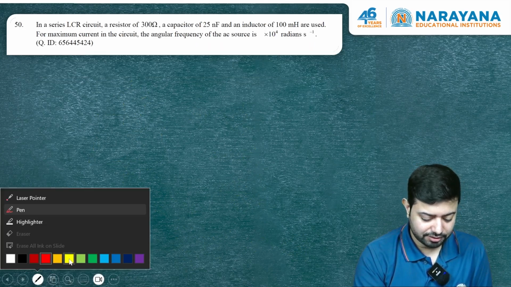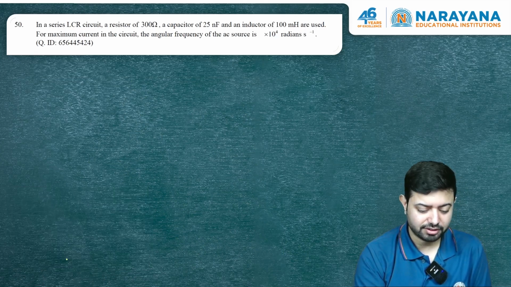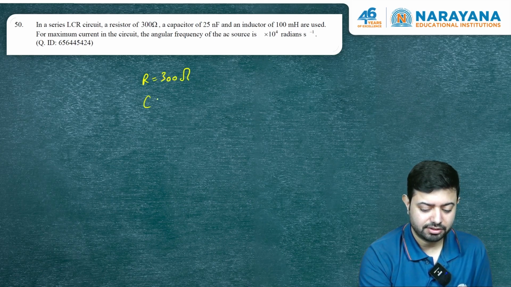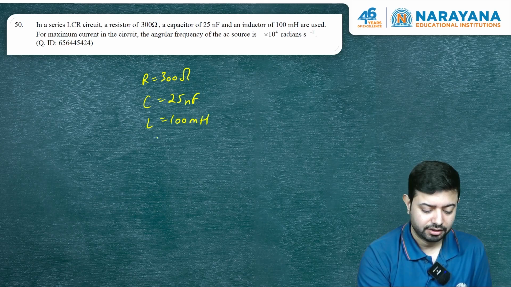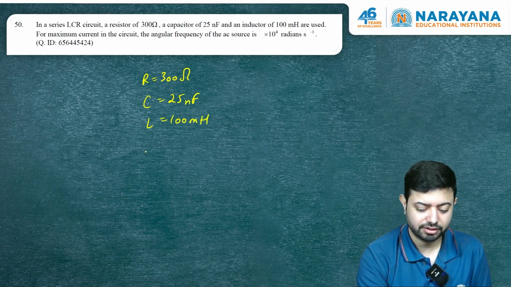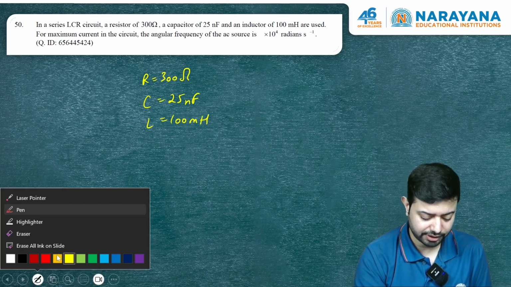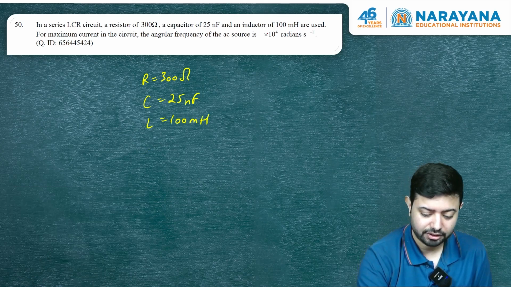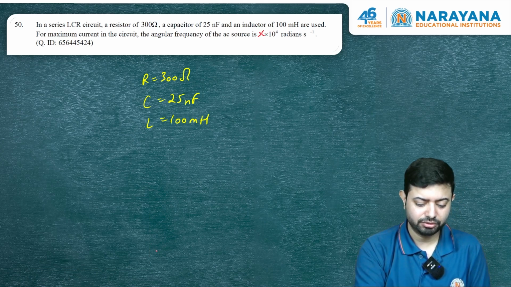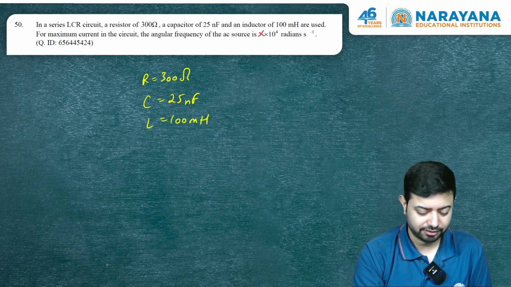Let us have a look at this last question. In a series LCR circuit, resistance is given 300 ohm, capacitance is given 25 nanofarad, and inductance is 100 millihenry. For maximum current in the circuit, the angular frequency of the AC source is that particular quantity, something let us say x, okay, x into 10 to the power 4 radian per second. You have to tell the value of x over there, okay.